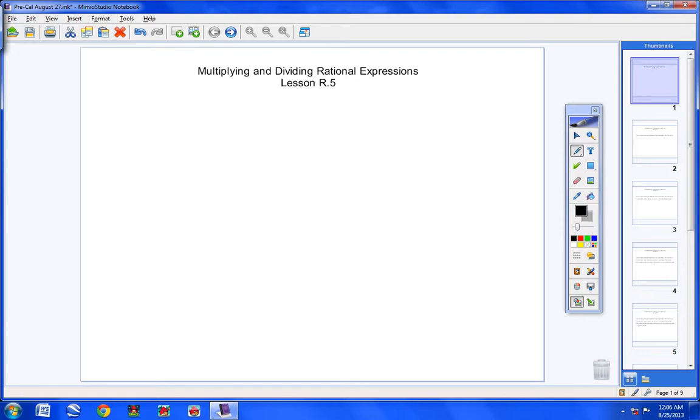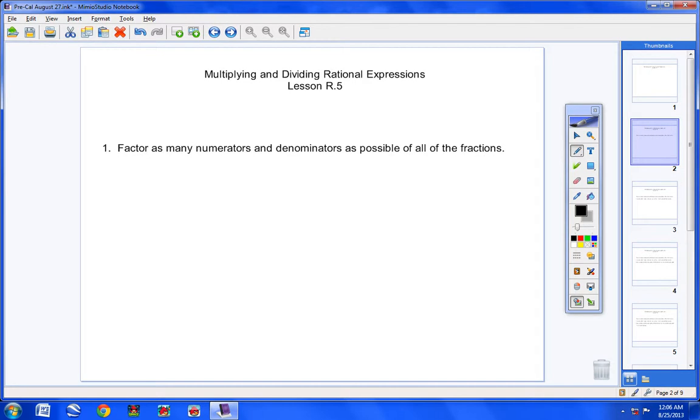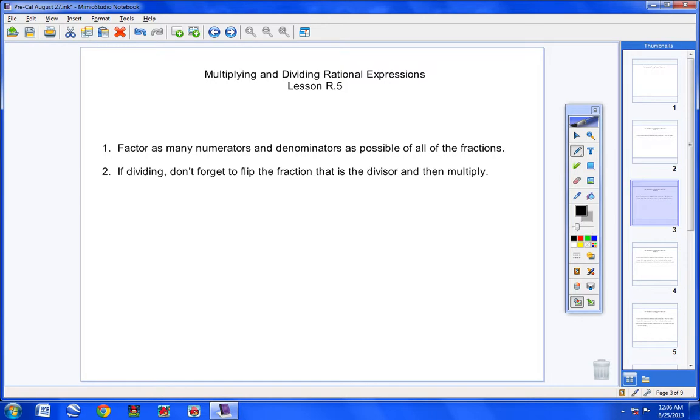When it comes to multiplying and dividing rational expressions, there are 4 steps that we're going to use. Again, you will need to pause the video. Step 1, you want to factor as many numerators and denominators as possible of all of the fractions. So you go through each fraction, numerators and denominators, and you factor as many as possible. Step 2, if you're dividing, don't forget to flip the fraction that is the divisor and then multiply.